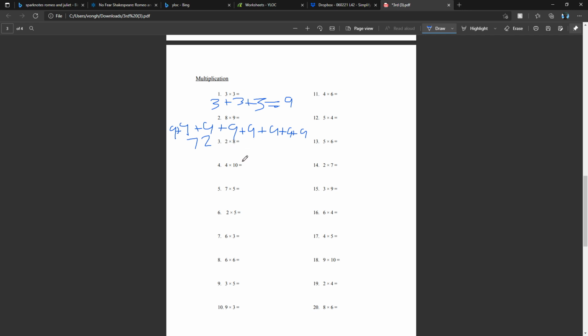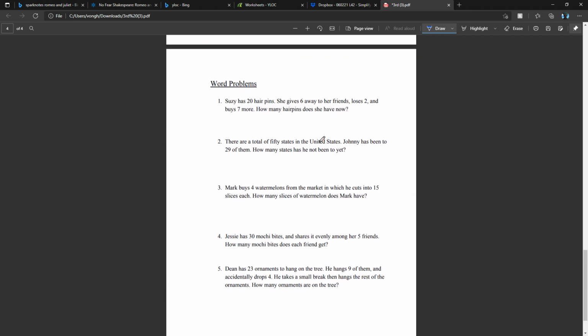Then for number 3, 2 times 8 is 16. Or you can just do the long way, just add them all up together like that. Here we have word problems. So I'll do the first one.